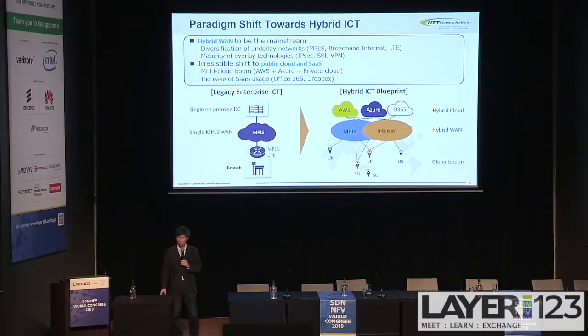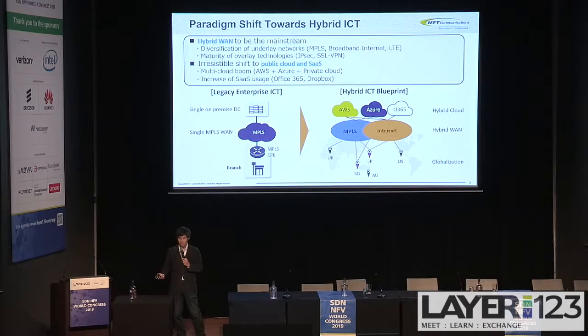At the same time, we are experiencing a paradigm shift towards hybrid ICT. From this picture, you can see that the ICT infrastructure is no longer in a single domain. People talk a lot about SD-WAN. The WAN network has already become hybrid. The customer will have more choice. They will have the choice of the MPLS network, but that's not the only choice. They can select internet or even LTE as their uplink.